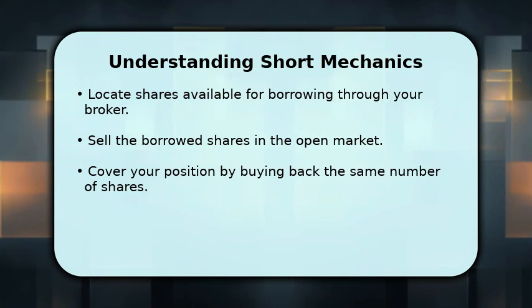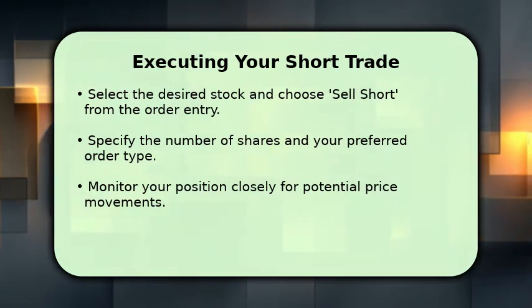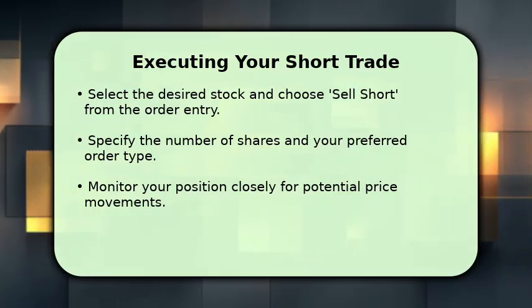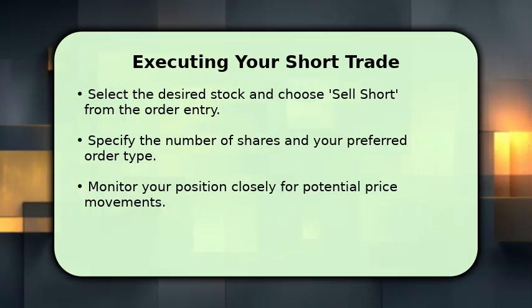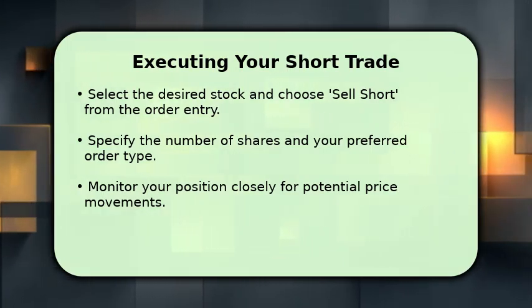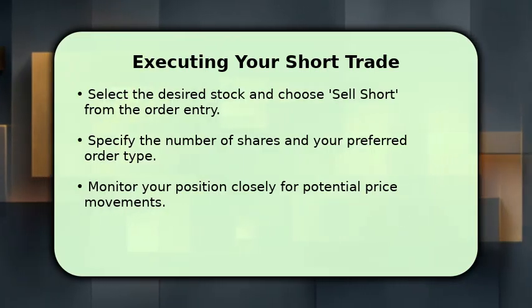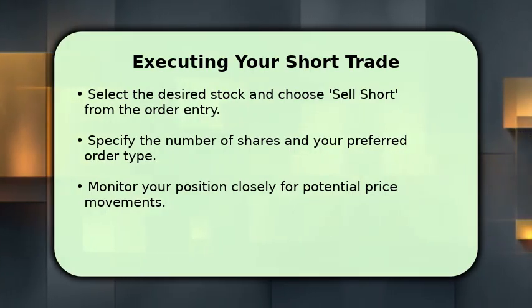This completes the cycle. Executing a short trade on Thinkorswim is straightforward. After selecting the stock, navigate to the order entry panel. Instead of buying, you will select the sell short option. Then, input the number of shares you wish to short, for example, 100 shares, and choose your order type, such as a market order or a limit order. Always double-check your order details before confirming.